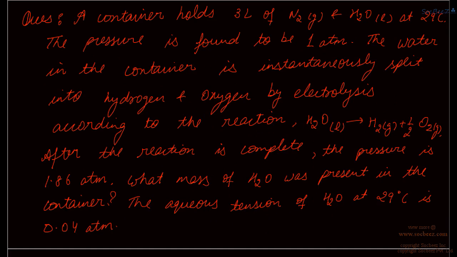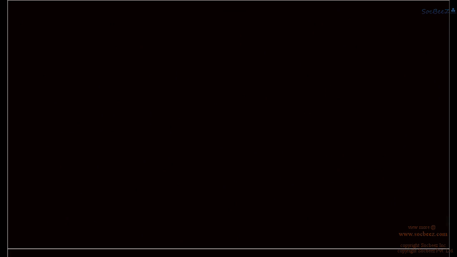The question says that a container holds 3 liters of nitrogen and H2O at 29 degrees Celsius. The pressure is found to be 1 atm. The water in the container is instantaneously split into hydrogen and oxygen by electrolysis according to the reaction H2O giving us H2 plus half O2. After the reaction is complete, the pressure is 1.86 atm. What mass of H2O was present in the container? The aqueous tension of H2O at 29 degrees Celsius is 0.04 atm. That is, the pressure exerted by H2O at 29 degrees Celsius is 0.04 atmospheres.